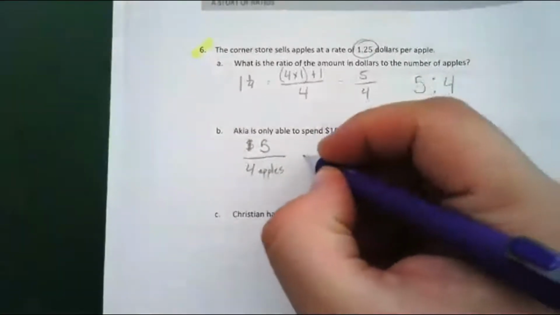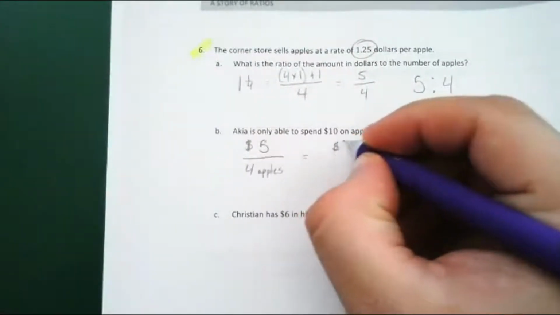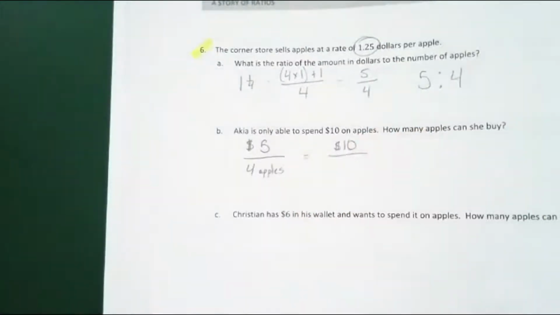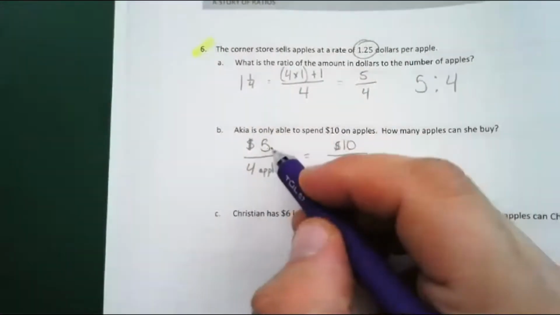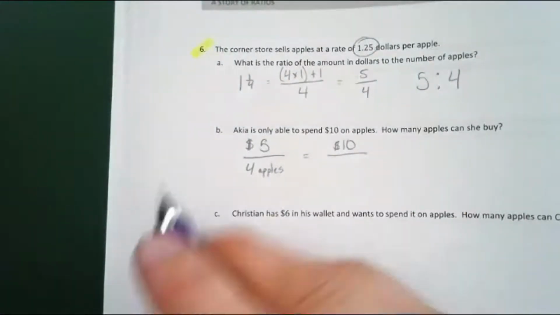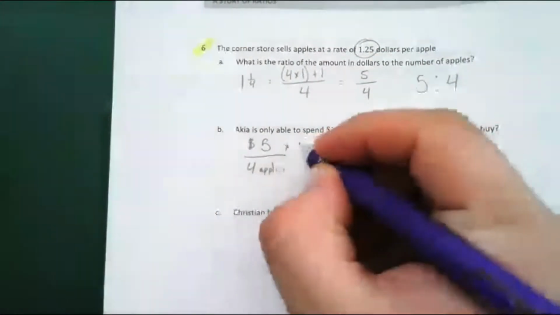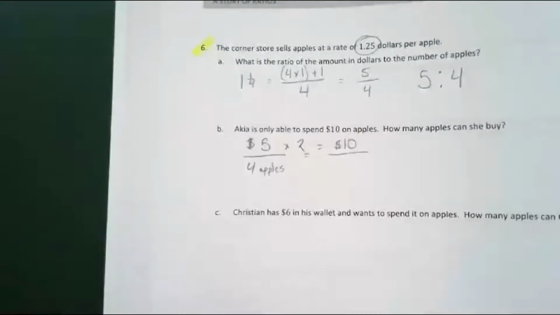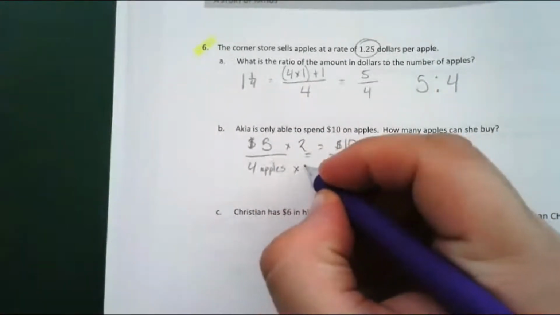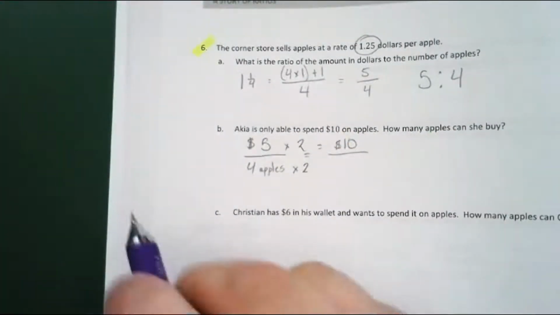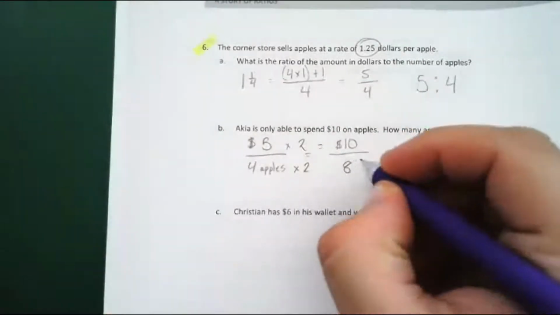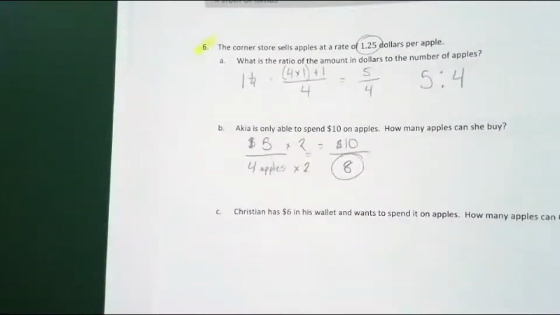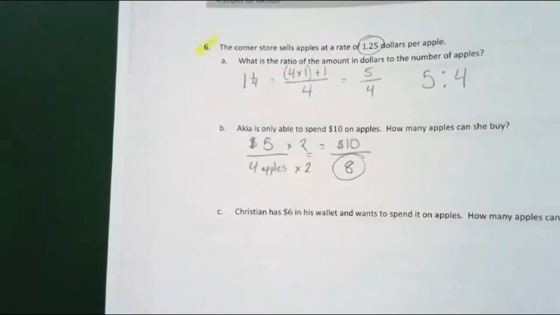Okay. So now if I want to spend $10, how many apples am I going to get for $10? Well, I look at my numerator and I say 5 times what's going to get me 10? Right, 5 times 2 equals 10. So then I take the denominator and I multiply it by 2. What's 4 times 2? That'd be 8. She can get 8 apples. So she's able to buy 8 apples.